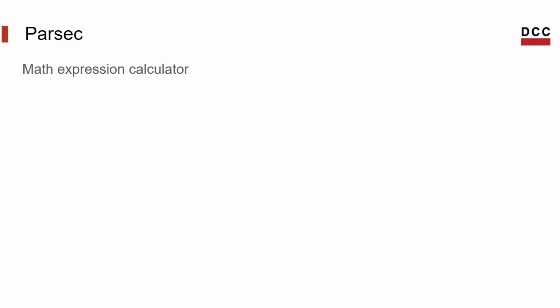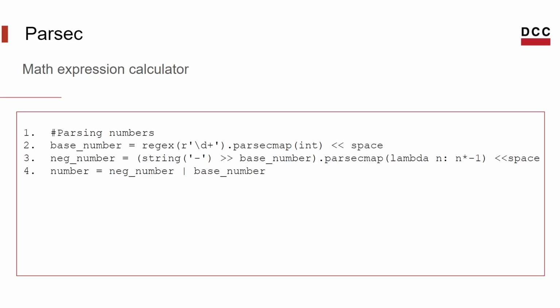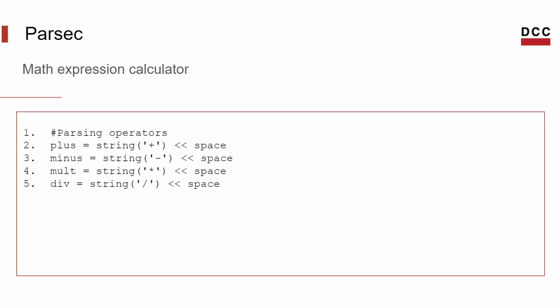So we need a number parser, and we need to create a base number parser to parse the positive numbers, and a negative number parser to parse the negative numbers. And here I'm using the function parsecmap to combine a parser with a function. And at line 4, I'm using the OR operator to combine parsers using the OR logic. After that, we need parsers for the operators too. So we have a parser for the additions, for the subtractions, multiplications, and divisions.